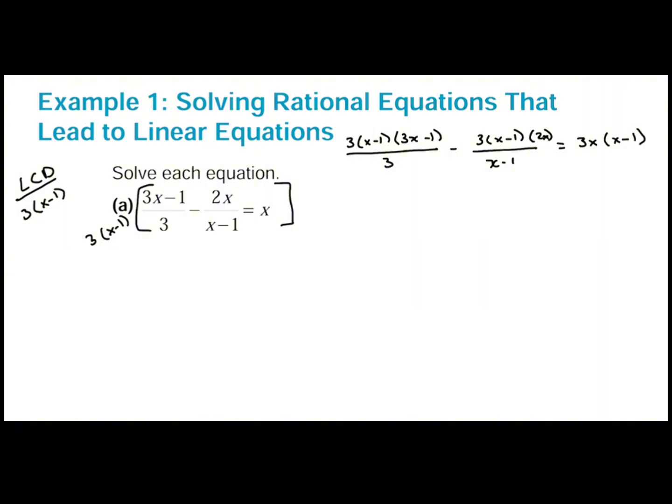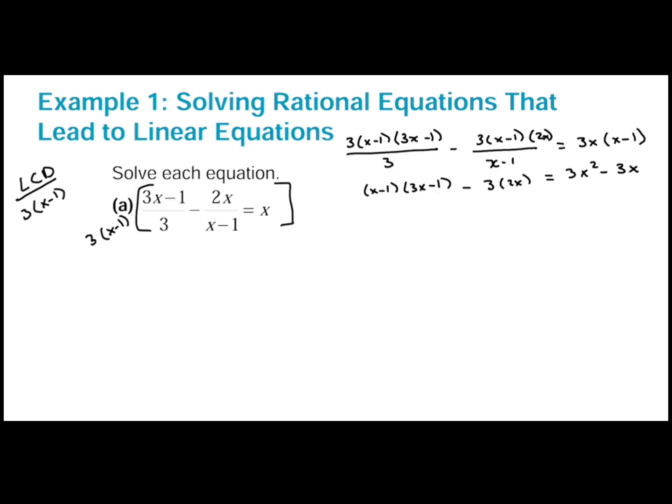Now, I just went ahead and put 3x instead of putting 3 times (x minus 1) times x, just 3x times (x minus 1). Now, we're going to cancel out our 3, so this is just going to be (x minus 1) times (3x minus 1), minus, then what happens? Our x minus 1 cancels, so it'll be 3 times 2x, which is equal to 3x squared minus 3x. So we got rid of all the fractions, all the denominators. Now we just solve this as we would a regular equation.